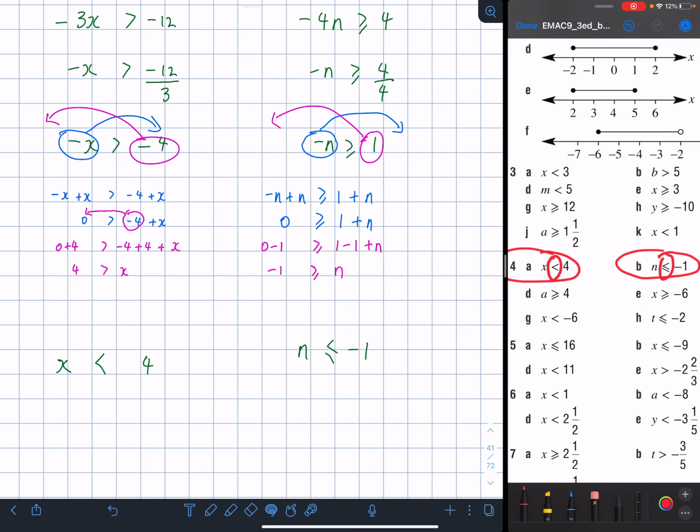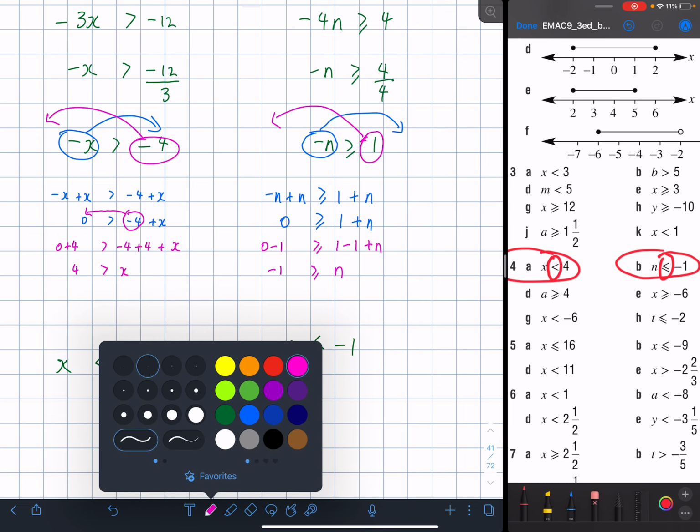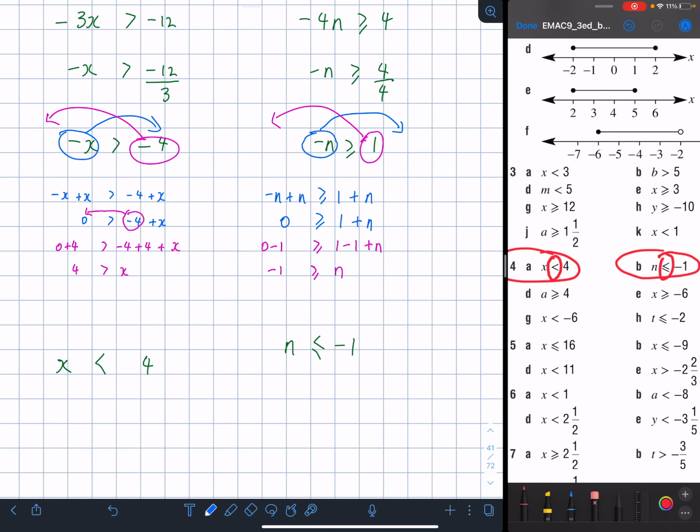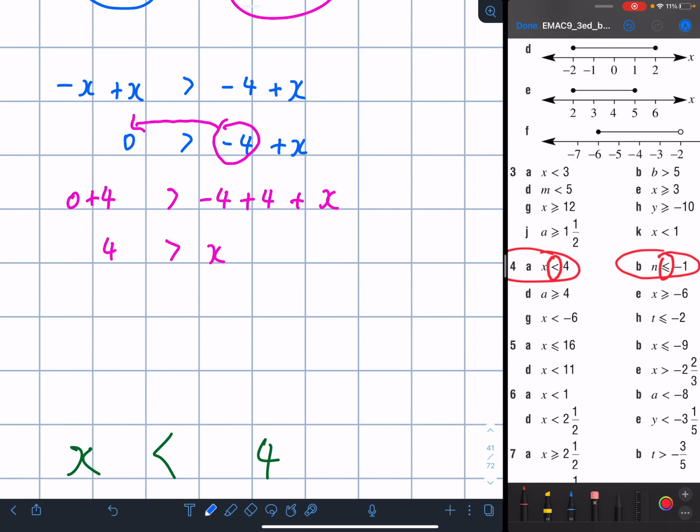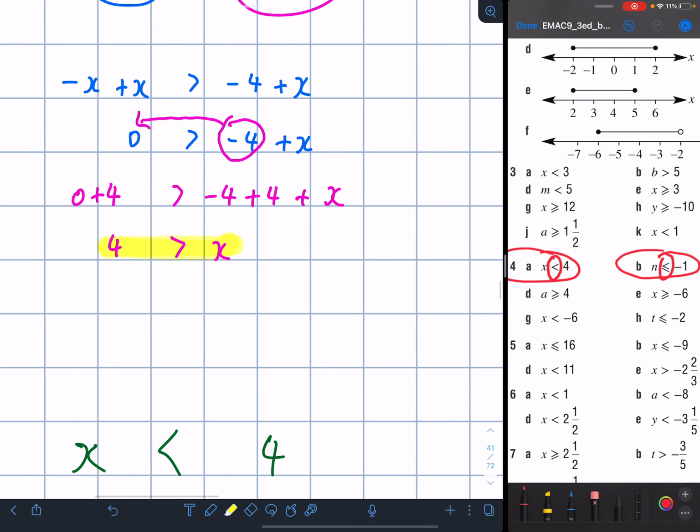Now, has that got us to the right answer yet? It hasn't. Okay. Actually, what we must do on the left is, if 4, I'm looking at the pink part, if 4 is greater than x, we can say that x is less than 4.